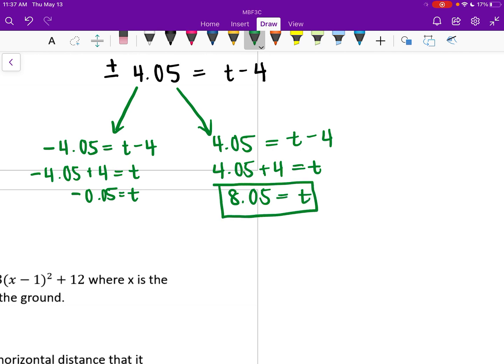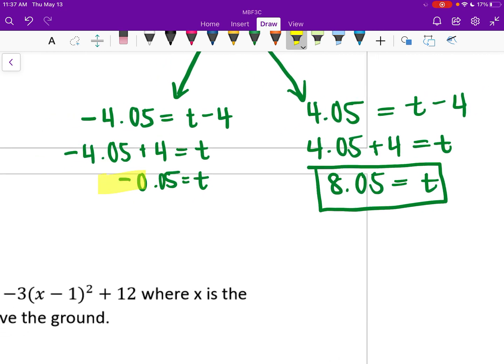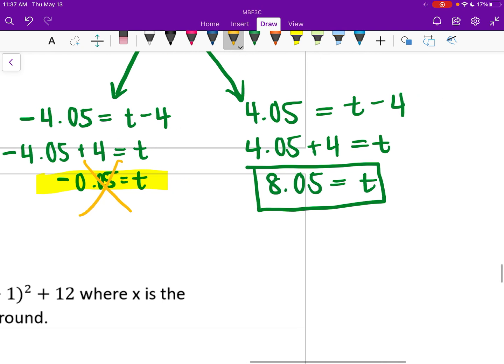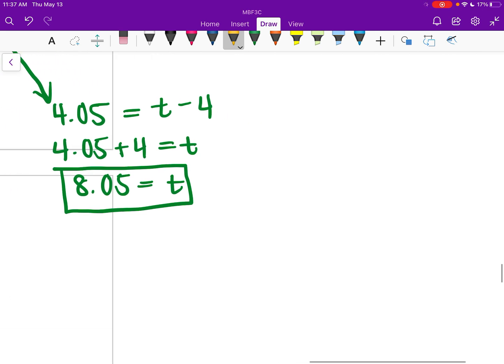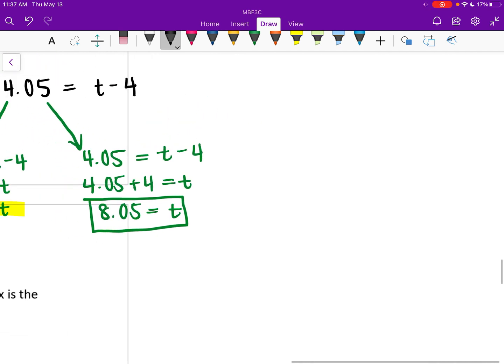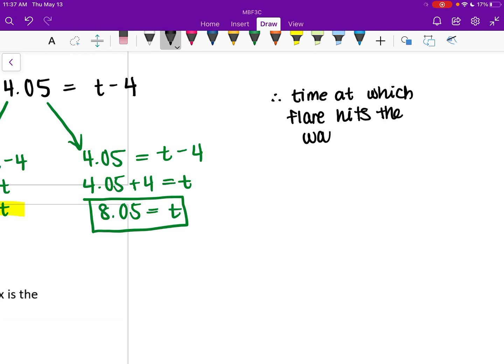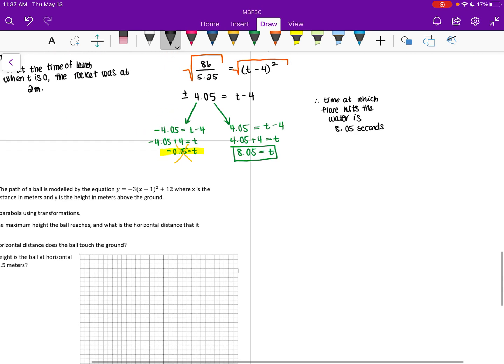This answer just makes sense. There's no such thing as a negative time, so we actually just ignore this. So we know that the answer is the time at which the flare hits the water is 8.05 seconds. And that's my answer.